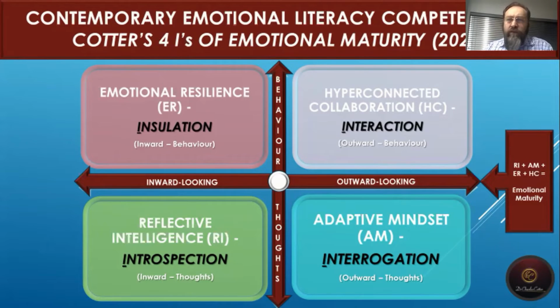But if you see, we start at the bottom left-hand quadrant. This is the starting point, this reflective intelligence, the RI. So we need to do the introspection. And this model is based on the 2 variables that you'll see are illustrated. On the x-axis, we have inward looking and outward looking. And on the y-axis, we have thoughts and behavior. So the bottom left and bottom right-hand quadrants speak to our thoughts, the reflective intelligence, the introspection. But then graduating beyond that, we need to have this adaptive mindset.